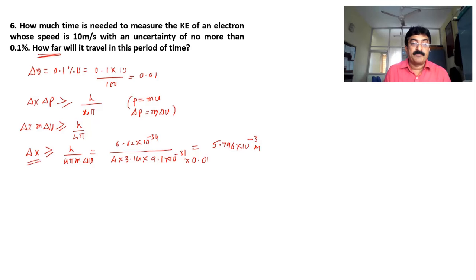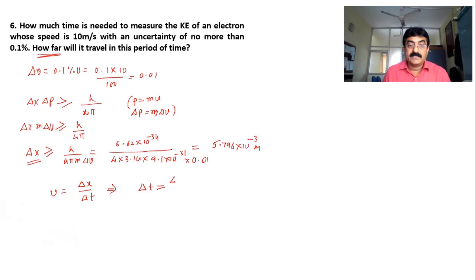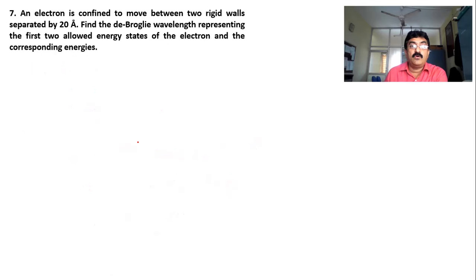That is distance. So we know velocity is equal to distance traveled divided by time taken. Therefore, time taken delta T, not greater than or equal to, we can use equals symbol only here. Delta T is therefore equal to delta X divided by V. Delta X is already there, 5.796 into 10 power minus 3 divided by 10. So finally delta T is equal to 5.796 into 10 to the power of minus 4 second. So this is the answer. It is a very simple problem, not a very complicated one. Well, let us move on to the next question.